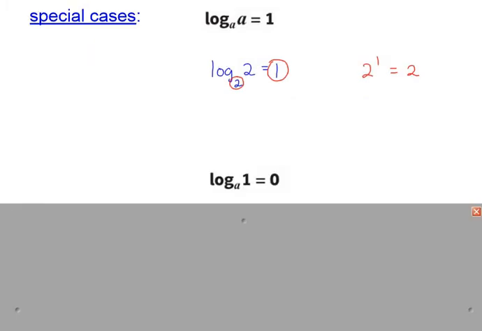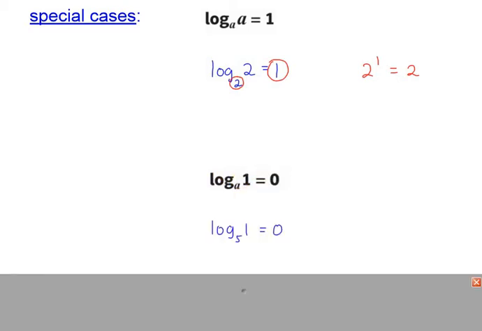Another special case is the log of 1 to any base is always 0. So the log of 1 to the base 5 is 0. Again, base power, so I'm going to write this in its exponential form. Base power is equal to whatever's left here, 1. Anything to the power of 0 is 1.